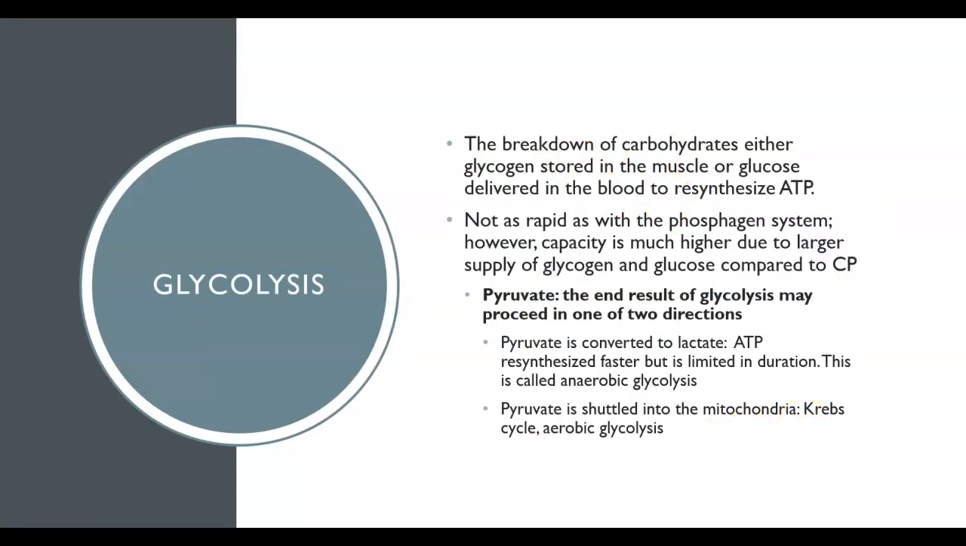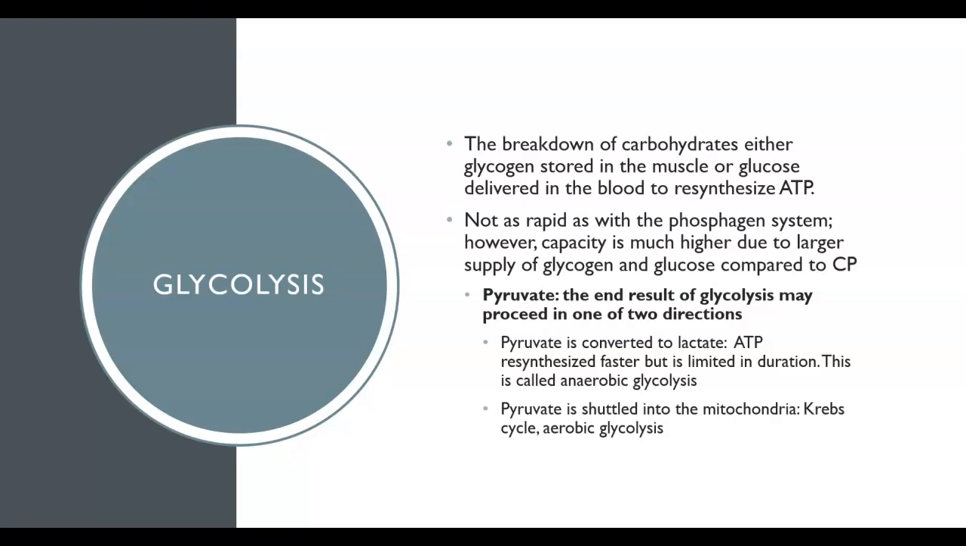Now, there are going to be two routes by which we can get energy out of glycolysis, and this depends on a molecule called pyruvate. The end result of glycolysis may proceed in one of two directions. I will show you the actual graphical representation of this. Don't worry, I'm not going to quiz you on this in this class. So pyruvate can be converted to lactate, which can be used for energy right away, and it's fast. So ATP can be resynthesized faster, but it's also in limited duration. This is what's called anaerobic glycolysis. So it's glycolysis where it doesn't need oxygen.